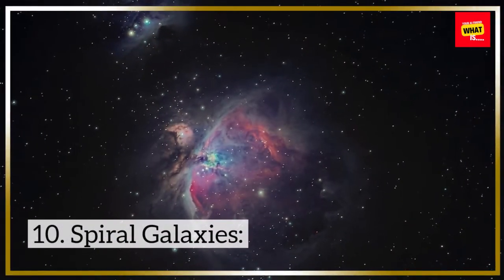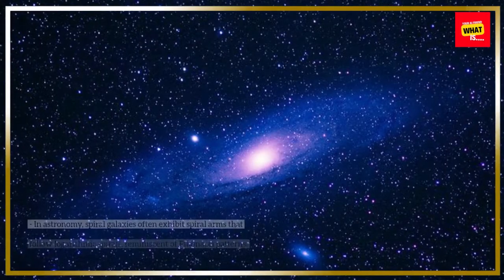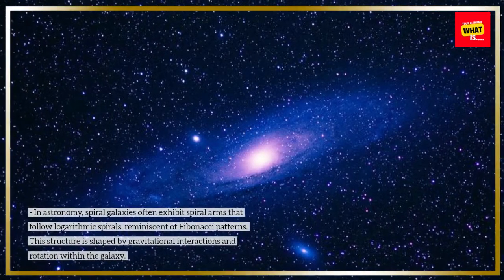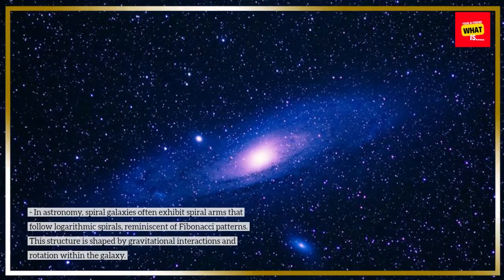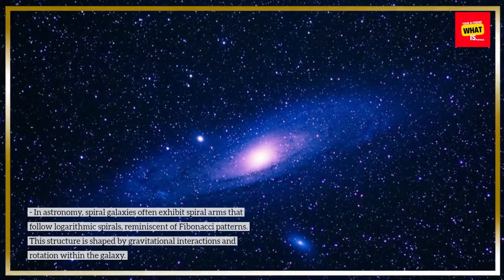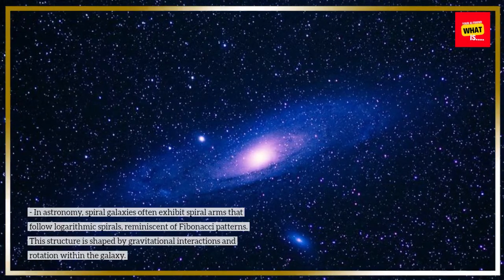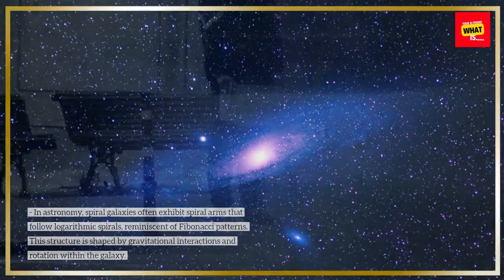10. Spiral galaxies. In astronomy, spiral galaxies often exhibit spiral arms that follow logarithmic spirals, reminiscent of Fibonacci patterns. This structure is shaped by gravitational interactions and rotation within the galaxy.